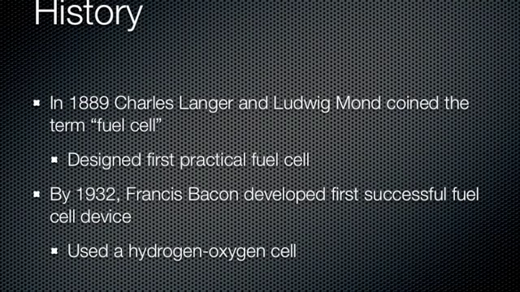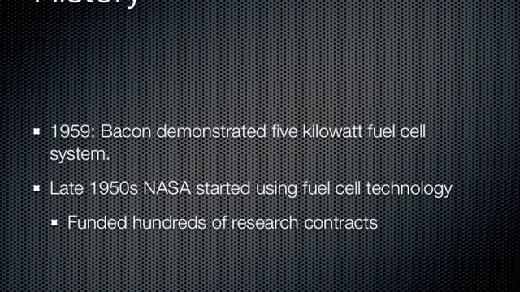The history of the fuel cell. In 1889, Charles Langer and Ludwig Mond coined the term fuel cell. They designed the first practical fuel cell. By 1932, Francis Bacon developed the first successful fuel cell device. He used a hydrogen and oxygen cell. In 1959, Bacon demonstrated a 5 kilowatt fuel cell system. And by the late 1950s, NASA started using fuel cell technology, and they funded hundreds of research contracts.